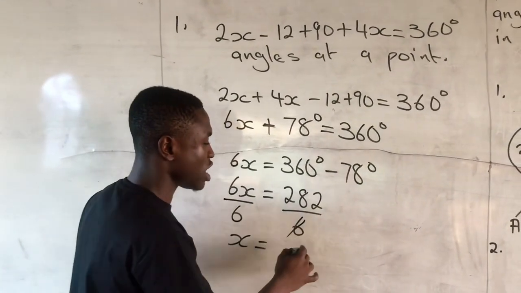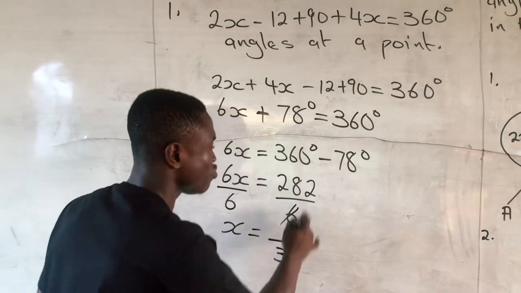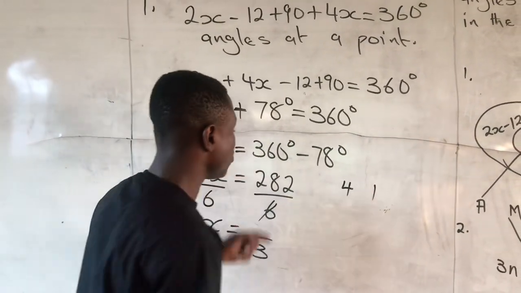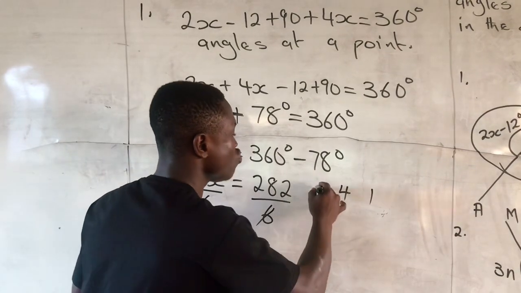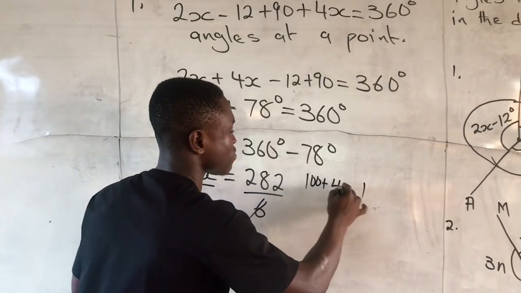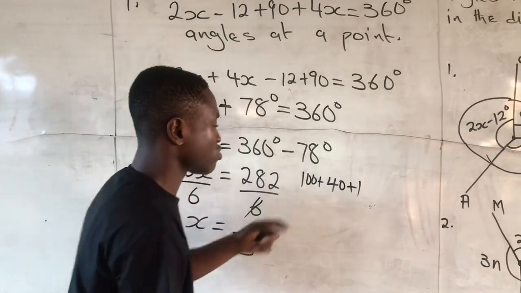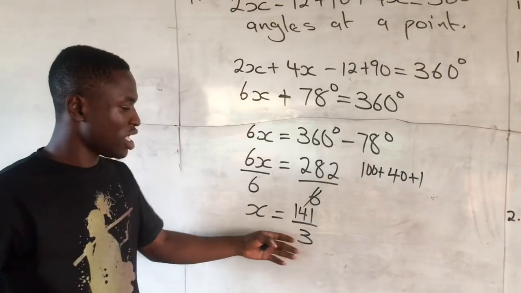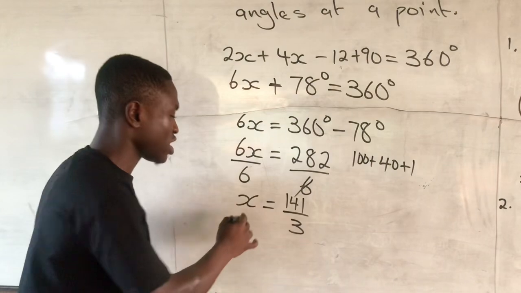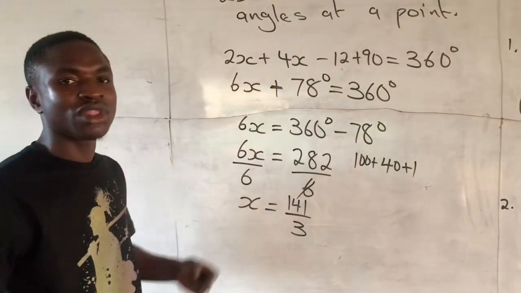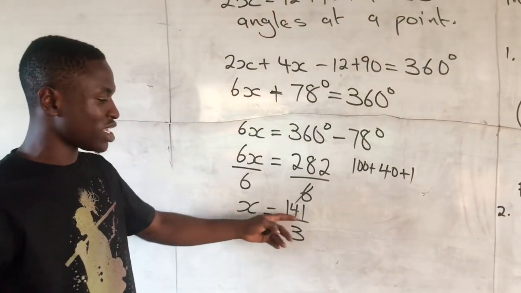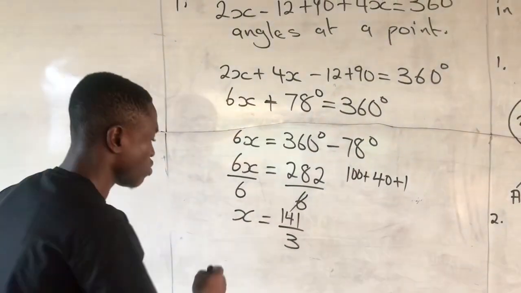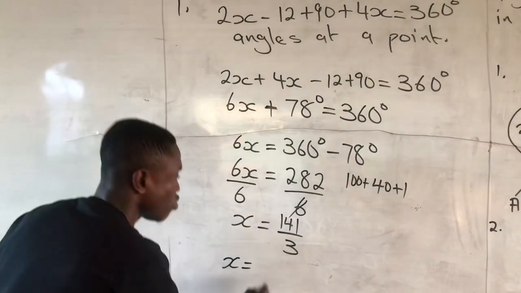Now we are going back, x is equal to. Now 2 goes into 282 a total of, 2 goes into 2, 1, 2 goes into 8, 4, and then 2 goes into 2, 1. Now this is 100 plus 40 plus 1, which is 141. So now we look at if 3 can divide this. Now 3 can divide 141, because when we check for the divisibility of 3, you can see that this number will give us a number divisible by 3. So we are going to have x to be equal to.